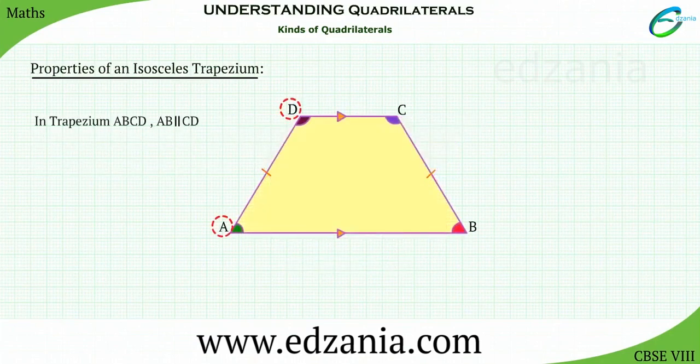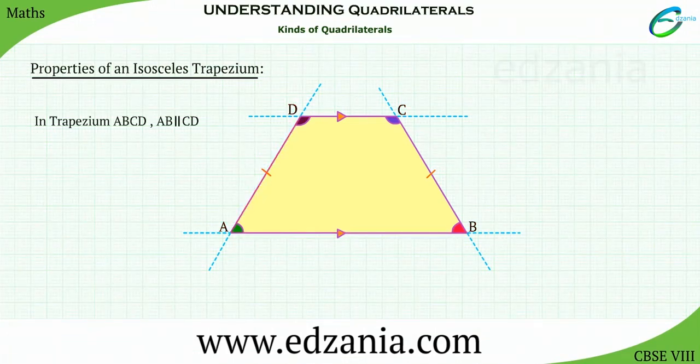We know that AD is a transversal. AB is parallel to DC. Angle ADC and angle BAD are a pair of co-interior angles. What would be the sum of co-interior angles? 180 degrees. Therefore, angle A plus angle D is equal to 180 degrees.